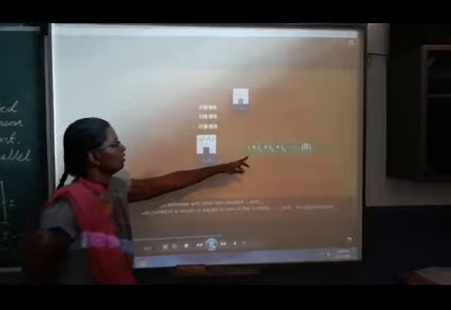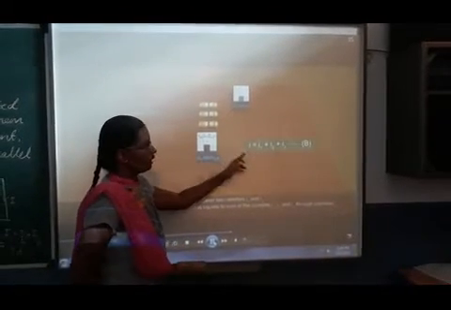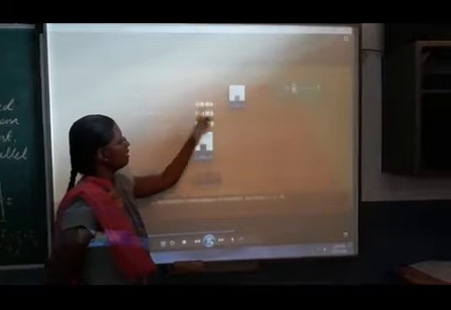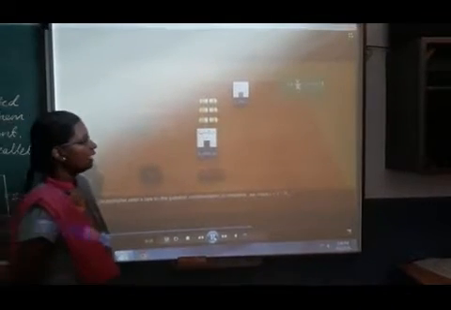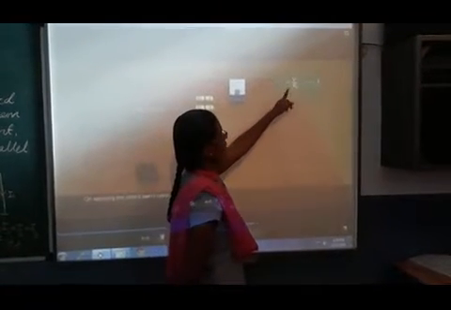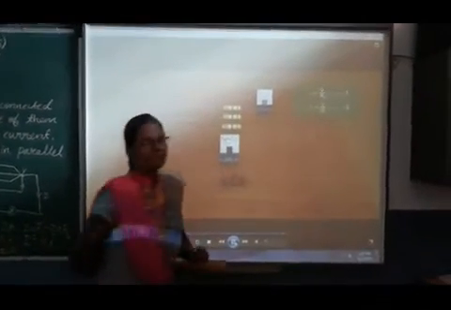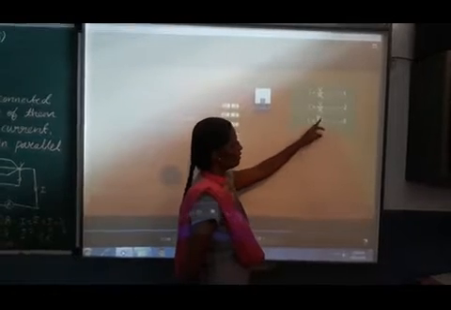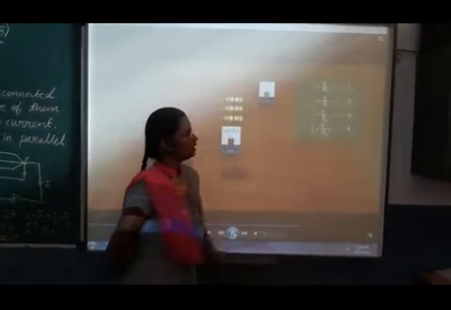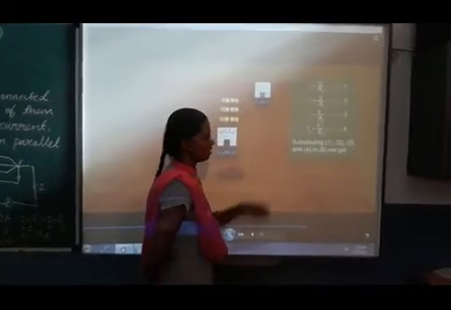So here the individual resistors' electric currents add up to the total current which is passing through the branch of the circuit. By applying Ohm's law to the parallel combination of the resistors, we have I is equal to V by RP. Call this equation 1. Then I1 is equal to V by R1, I2 is equal to V by R2, and I3 is equal to V by R3. Substitute all these in the first equation.